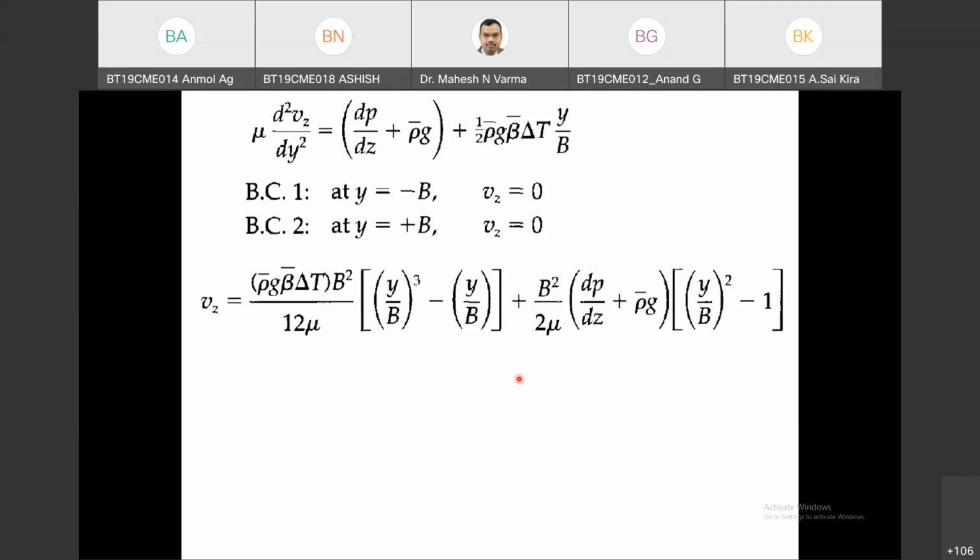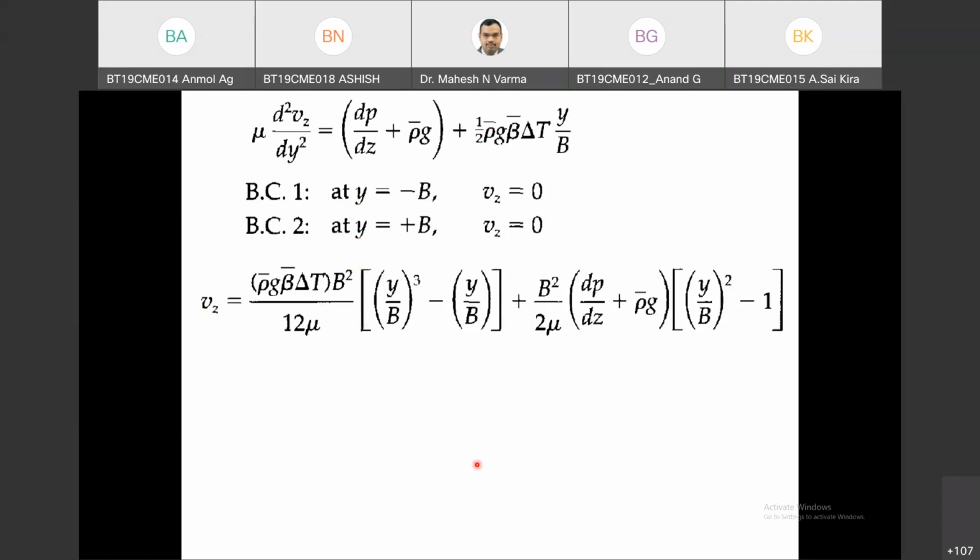Very easy actually. Integrate this equation twice. Here you will get first y, here you will get y square by 2 plus c1, and again integrate it. Then you will get y square by 2, y cube by 3 and so on, then one more constant c1 y plus c2. And substitute this boundary condition: at y equals to minus b, velocity is 0, at y equals to plus b, velocity is 0. And then you should be able to get this.